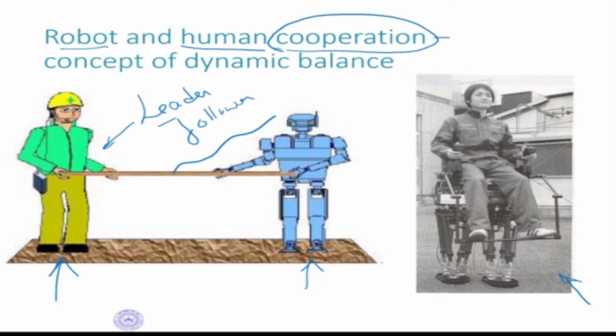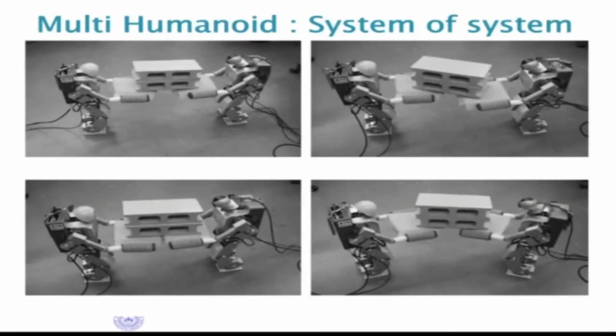So this is a robot cooperating with the human in carrying the human from one location to another location by following a particular path. Okay. So this is a case of robot-human cooperation. There can be cases of robot-robot cooperation also. See, for example, here we have a concept of robot and robot cooperation.